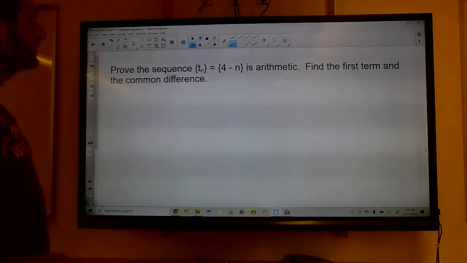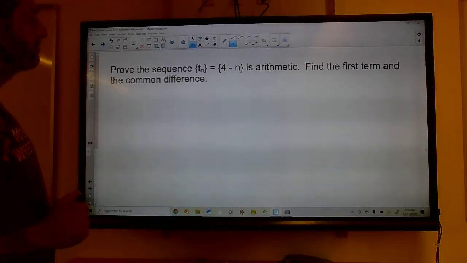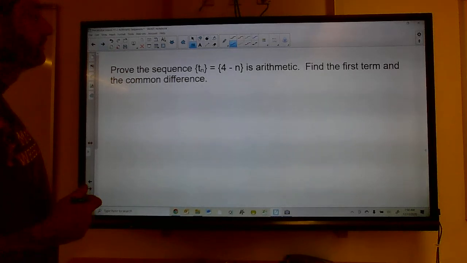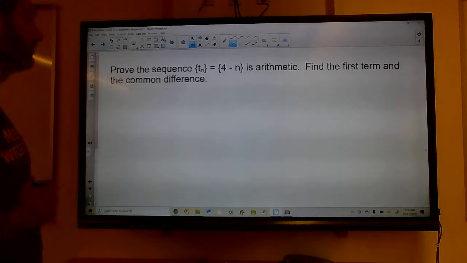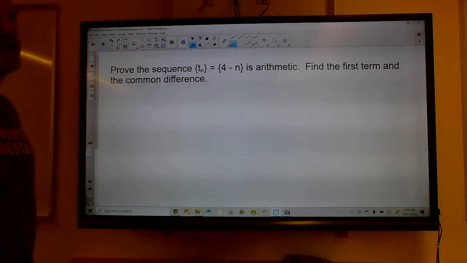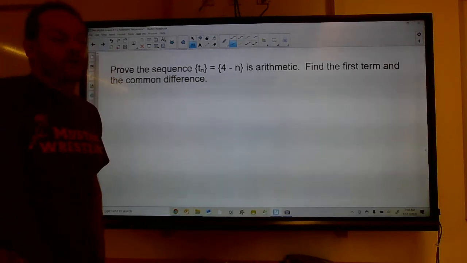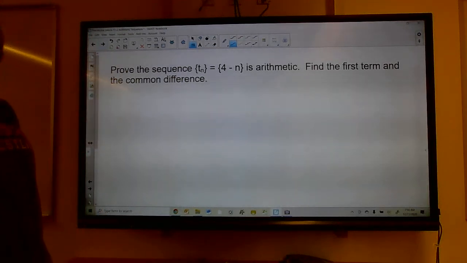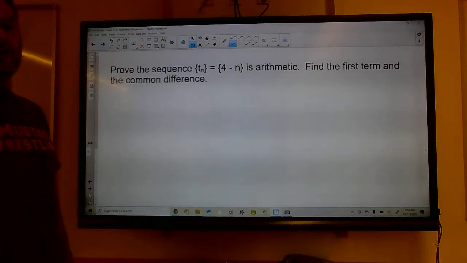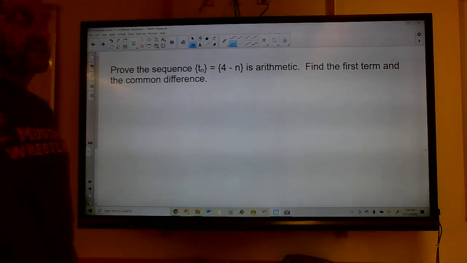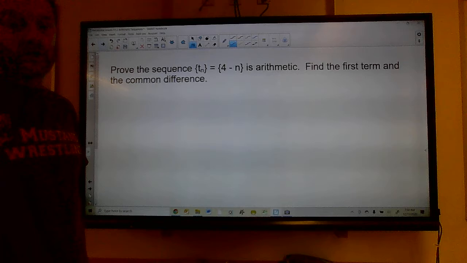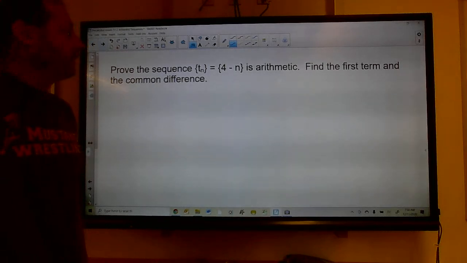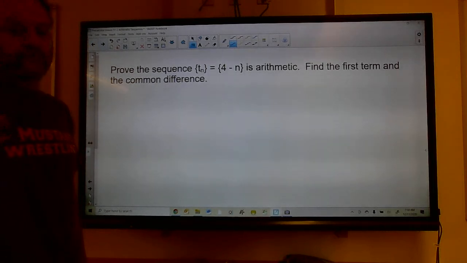Okay, prove that the sequence t sub n is 4 minus n is arithmetic. So this is the same thing we did before. So here's what I would do: I would say, hey, put this on pause, work this out for yourself, and then jump back on here and see if you got the same stuff that I did. Okay, so pause your video, work this out, and then I'll see you in a minute.